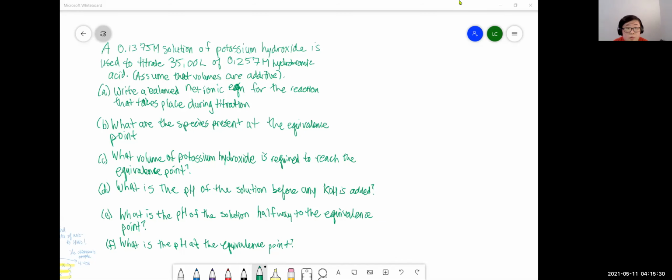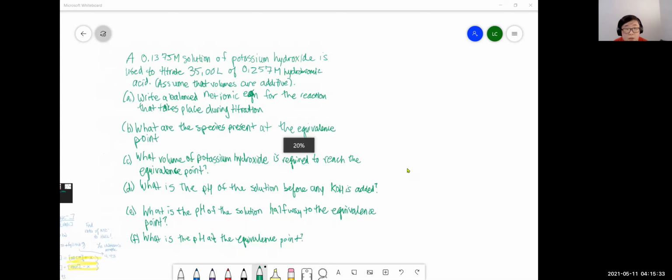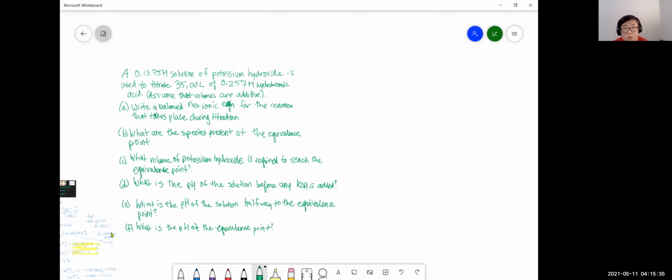So here's a problem for a strong acid, strong base problem. I think they're simpler than weak acid, strong base, or weak base, strong acid problems. So here, a 0.3175 molar solution of potassium hydroxide was used to titrate 35 liters of 0.257 molar hydrobromic acid, and you assume that the volumes are additive. For this problem, part A says write a net ionic equation for the reaction that takes place during the titration.